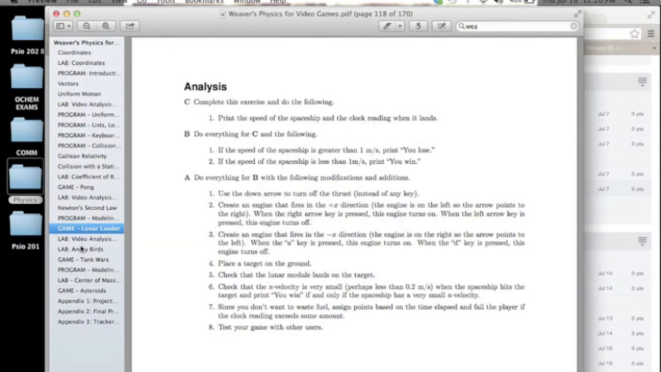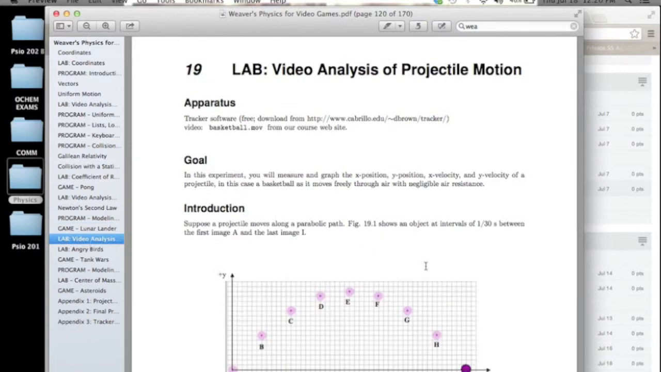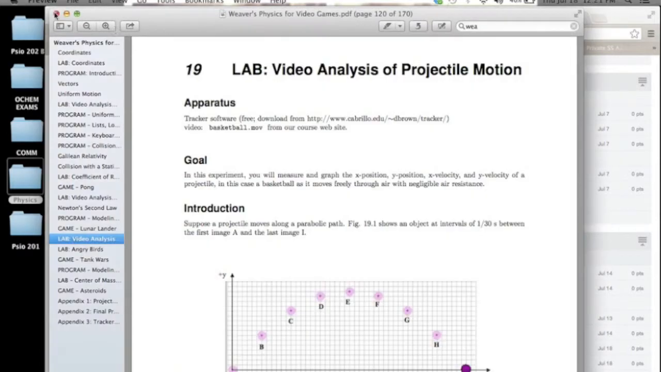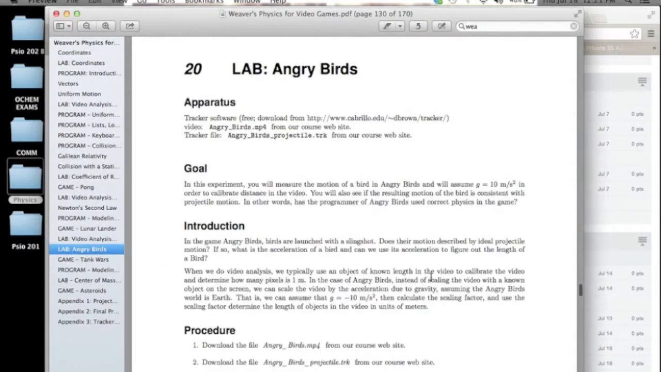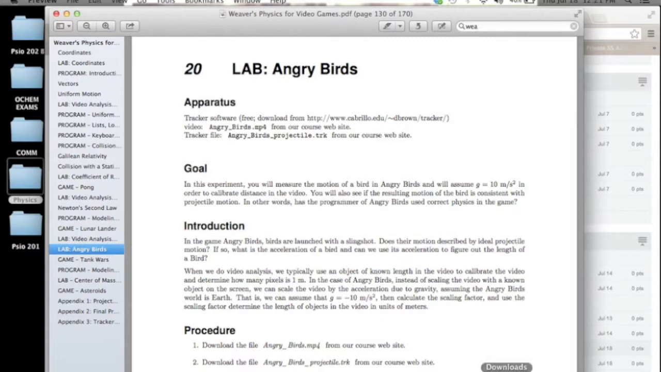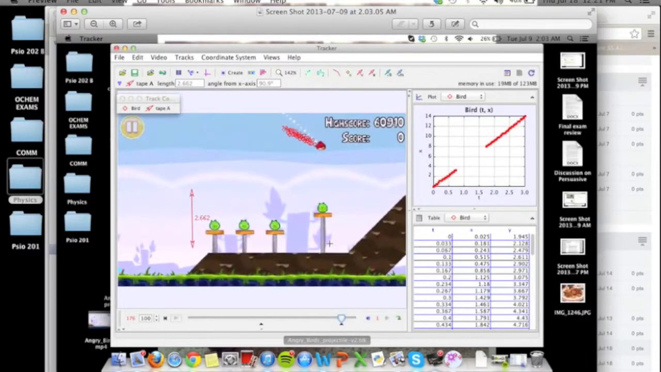Then we go into video analysis of projectile motion, which was basketball. And here's a screenshot of me finishing off the assignment. We measured the motion of the basketball. Then we go into Angry Birds, and we used Tracker for this as well, and we measured the motion of the Angry Bird. This was a little bit different because it was basically done for us, but we were able to do the calculations of the radius of the bird, and since the screen kept zooming in and out, it was kind of difficult. So it was pretty interesting to do using Tracker.